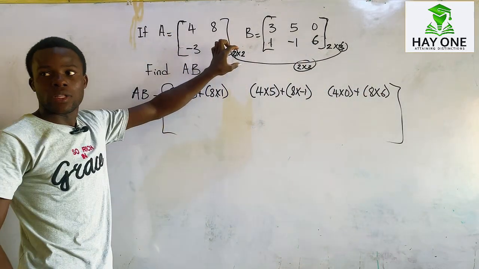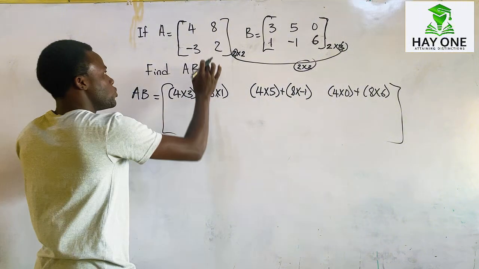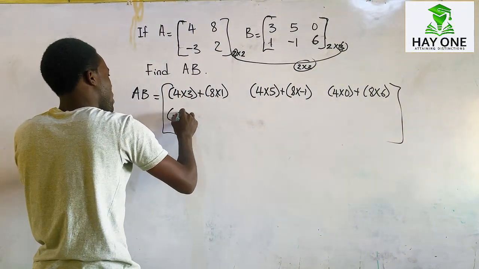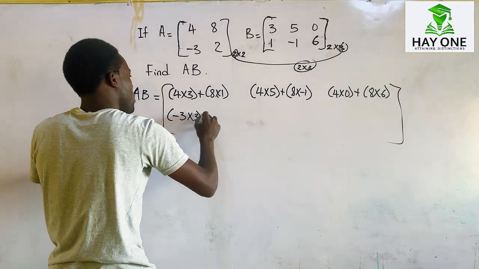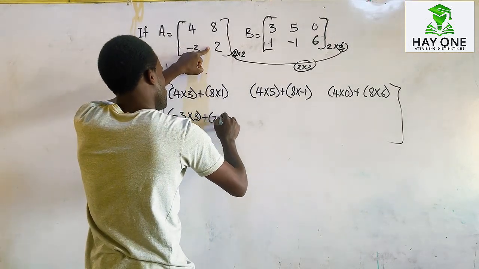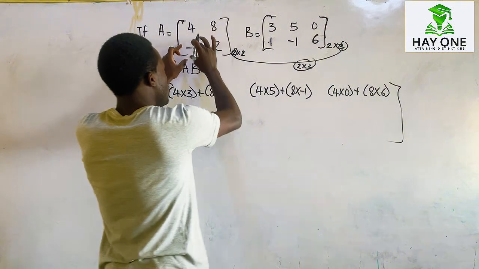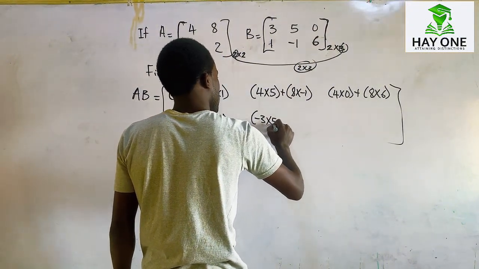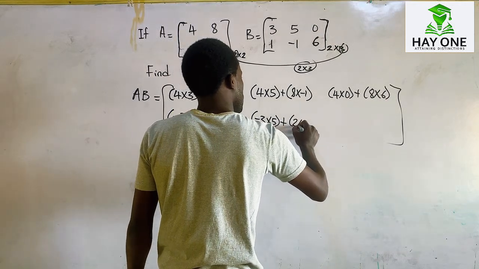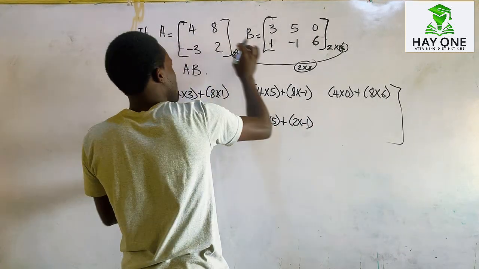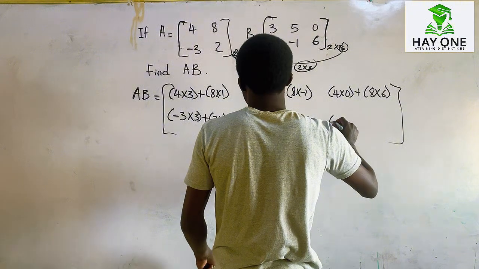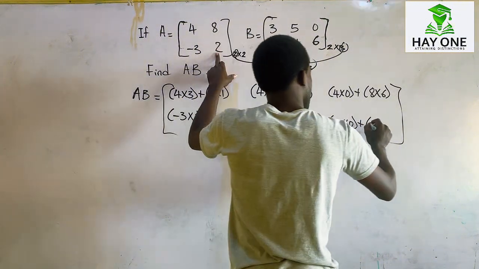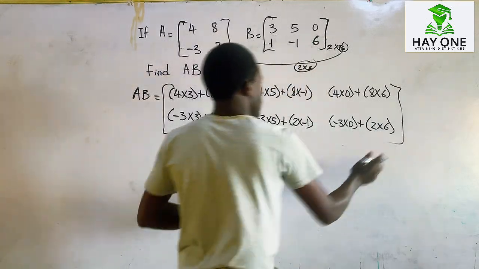Now move to the second row. We'll move to this second row. Do the same thing. Use this to multiply this, this, and this. So the first one we have minus 3 times 3 plus 2 times 1. Then use it again to multiply this second column. So you have minus 3 times 5 plus 2 times minus 1. Use it again to multiply this last one. So you have minus 3 times 0 plus 2 times 6. So this is what you have.